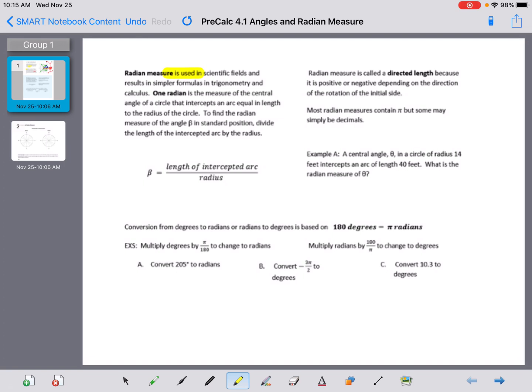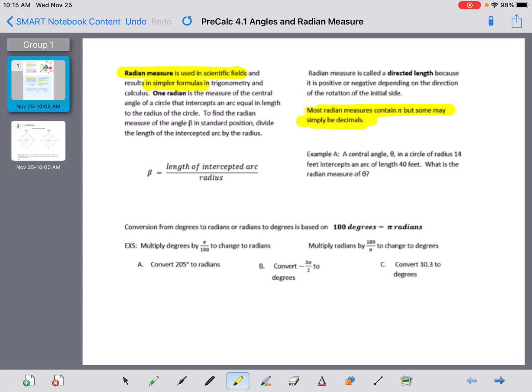But radian measure is used in the scientific fields, okay? And it results in simpler formulas in trigonometry and calculus. So, radian measure. Very important to know, okay? And I'm kind of jumping ahead a bit, but most radians contain pi, but sometimes it's a decimal as well. So don't always say that if I see pi, it's a radian, and if I don't see pi, it has to be degrees. Radians can be a decimal as well.